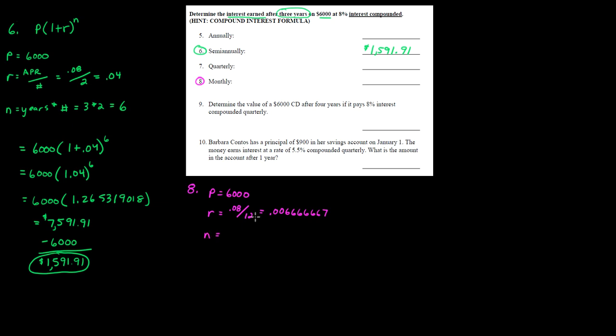My N is years times the number of times it compounds. It's still 3 years long, but this time it compounds 12 times per year. So my N is 36. So I'll take this information and plug it into my same formula. So it is 6,000 times (1 plus 0.00666667) to the 36th power. First thing I do is what's in the parentheses, so I'll add those two together.